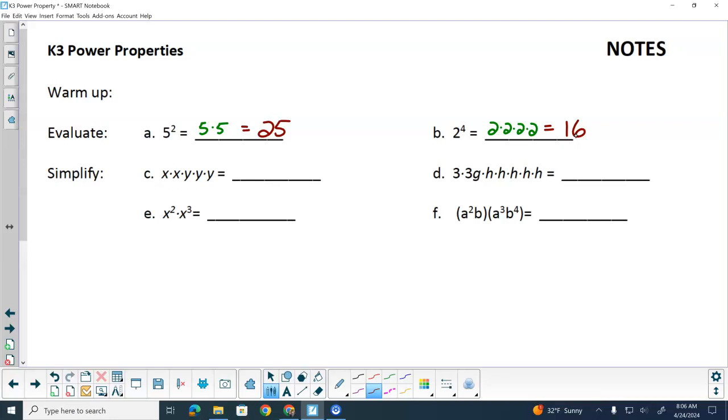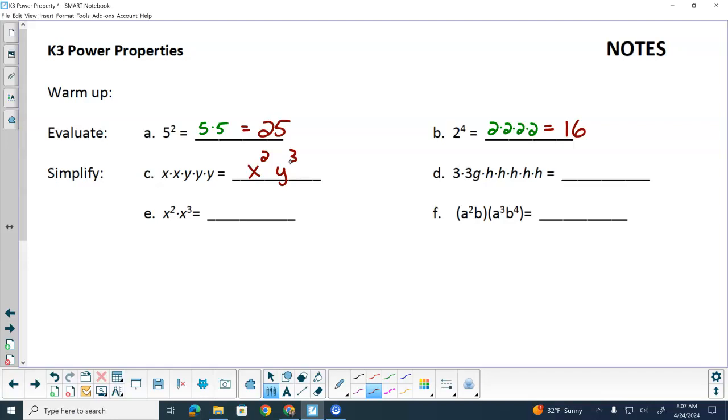Will, what did you simplify letter C to be? That was x squared y cubed. Yep, exactly. X squared y cubed, or x to the 2nd power, y to the 3rd power. X to the power of 2, y to the power of 3, or some crazy combination of any of those different ways.